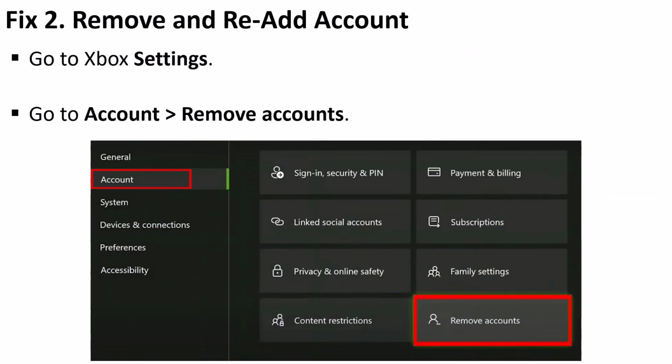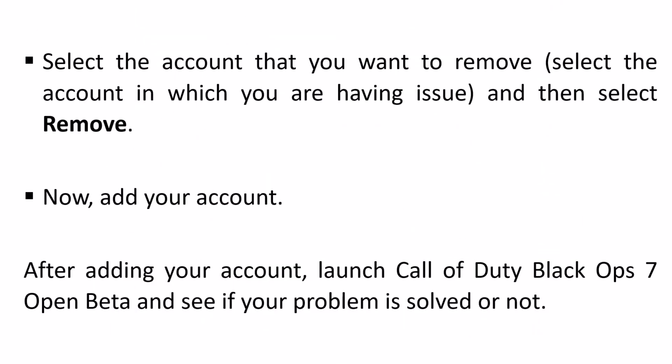Fix 2. Remove and re-add account. So go to Xbox settings, go to account, remove accounts. Select the account that you want to remove. Select the account in which you are having issue and then select remove. Now add your account. After adding your account, launch Call of Duty Black Ops 7 open beta and see if your problem is solved or not.